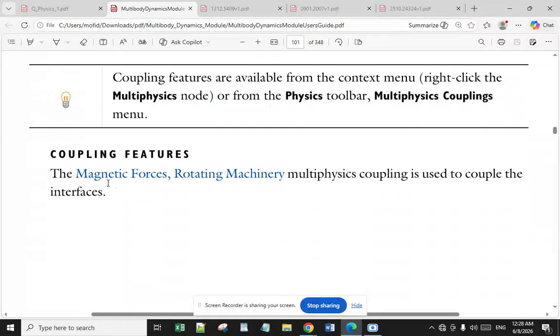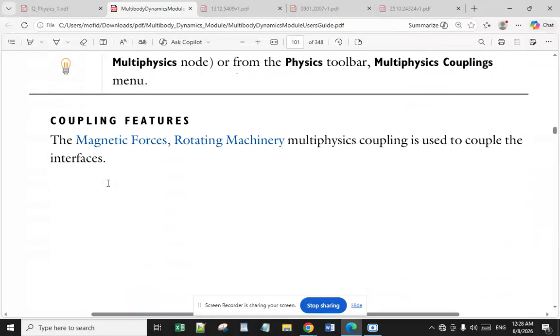Coupling features are available from the context menu. Right-click the Multiphysics node or from the Physics toolbar Multiphysics Couplings menu. Now I want to go through the coupling features. The Magnetic Forces, Rotating Machinery multiphysics coupling is used to couple the interfaces.